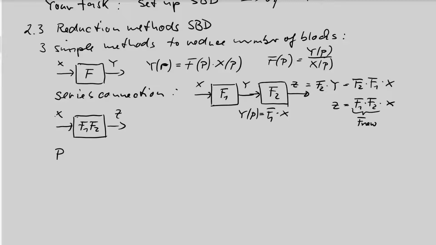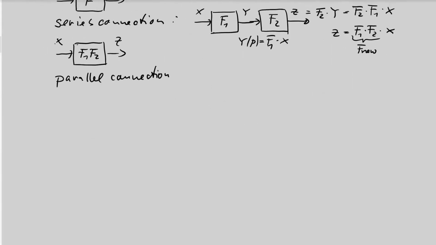Second simple reduction method is the parallel circuit. Parallel connection. That means the starting situation is I have two blocks. Here F1, second block F2.